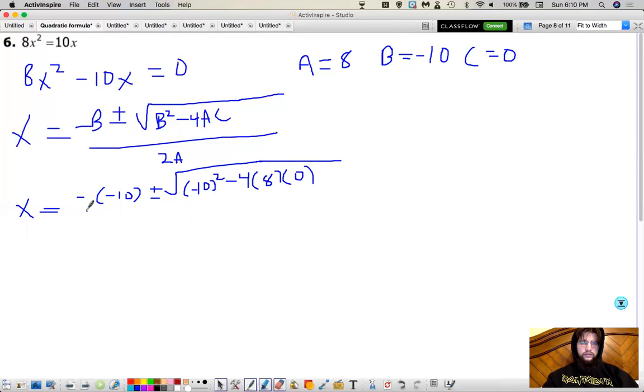Okay, all over 2 times 8. Now I know what you're thinking. Hey, if A was 0, then that would be a 0 in the denominator. So that's one case when it wouldn't work for quadratic. Well, if A was 0, it wouldn't be a quadratic. If you didn't have an x squared term, it would be linear. So yes, it works for any quadratic. And if it's a quadratic, your A won't be 0.